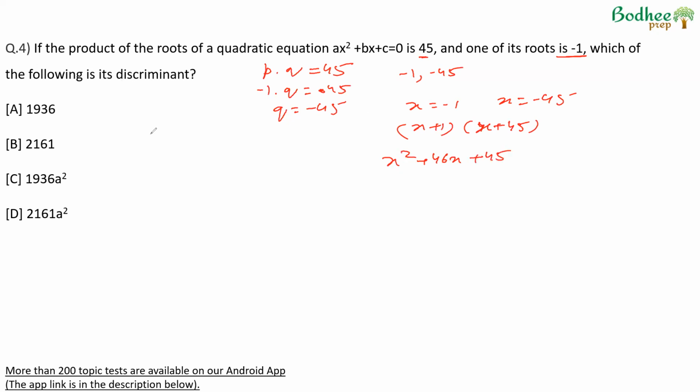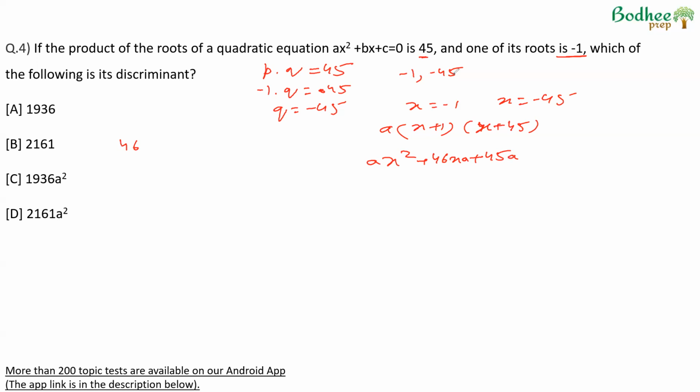We have to find the discriminant. Discriminant will be b square minus 4ac. But there is also an a. Therefore, the equation will be a into (x plus 1) into (x plus 45). So we get the equation as a x square plus 46ax plus 45a. Product of roots will still remain 45.